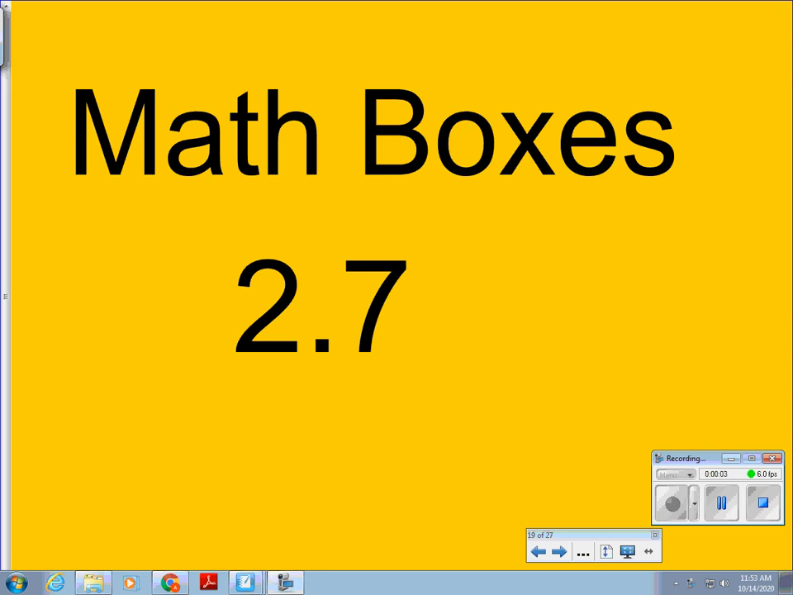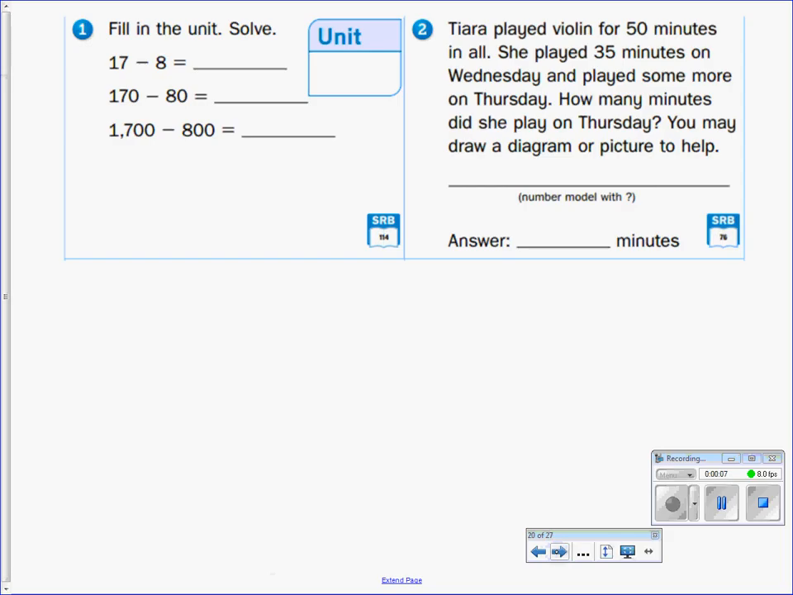Okay, today we are going to be working on Math Boxes 2.7. Alright, on the first box, all you have to do is fill in the unit to solve and then solve. So let's do a unit. Let's do dogs. It's something we like to do in class all the time.